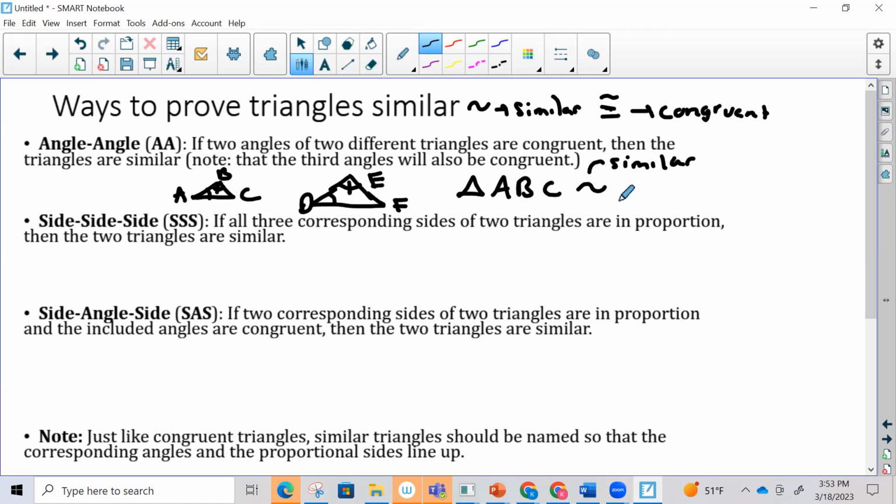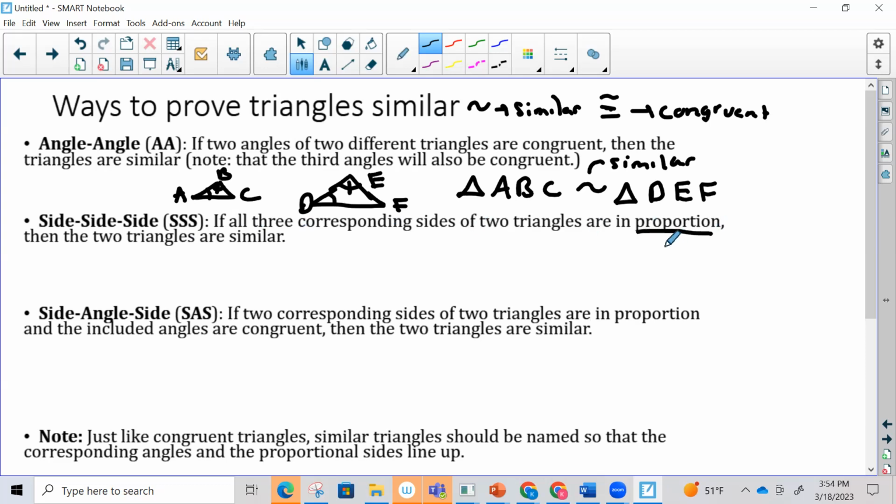So triangle ABC would be similar to triangle. And again, you have to match them up with the corresponding parts. So A went with D, B went with E, and C goes with F. So that's angle, angle. So then we have side, side, side. So side, side, side means all three corresponding sides of two triangles are proportional.